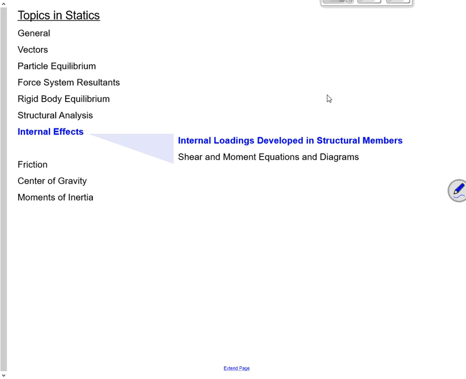Welcome back to Topics in Statics. This time we're going to talk about internal effects within beams.